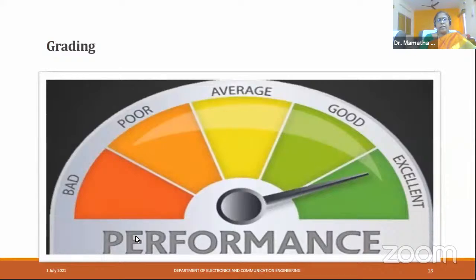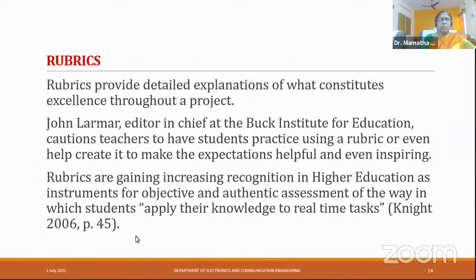So whenever we try to assess, definitely the next thing we think of is grading. So there are different ways of grading: bad, poor, average, good, excellent. So who should come in which category? All that should only depend on the way in which they perform. It should not be based on any kind of prejudice, of course.